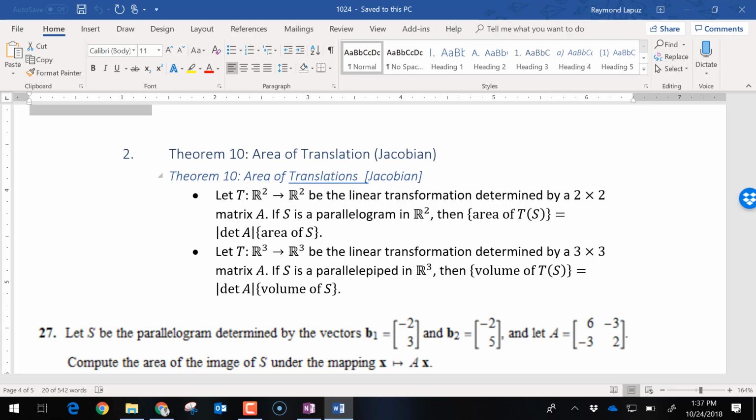So this is where we actually take a linear transformation. Yeah, this is still 3.3.